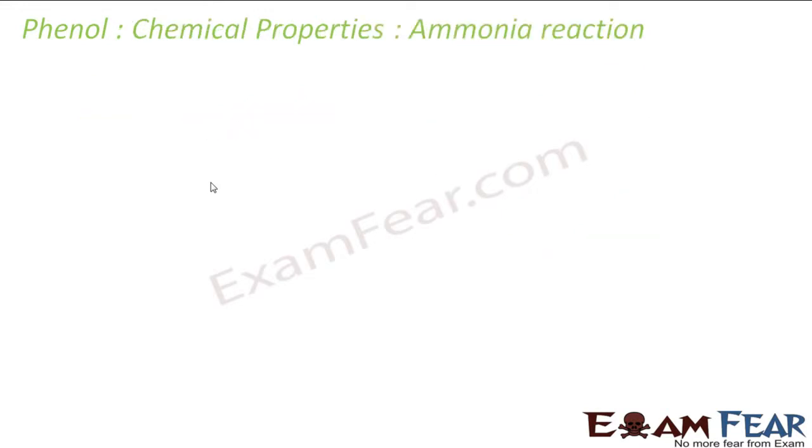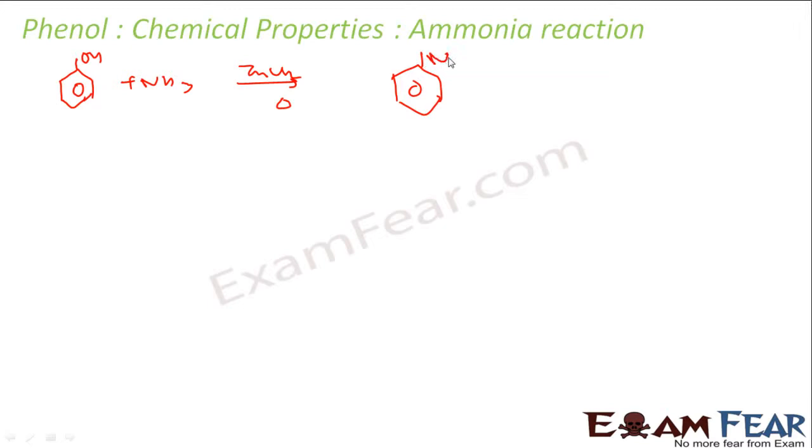The next is ammonia reaction. See, for the ammonia, the reaction is pretty simple. I have this OH, I have NH3, I add this ZnCl2 and some heat. What I get is NH2 and some water, and this is called aniline. Right, so you have to give a high temperature, maybe 575 Kelvin, and very high pressure. Correct. This is ammonia, NH3.